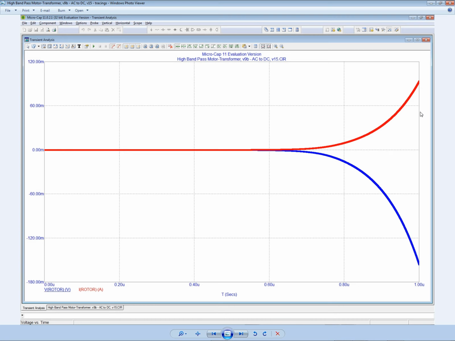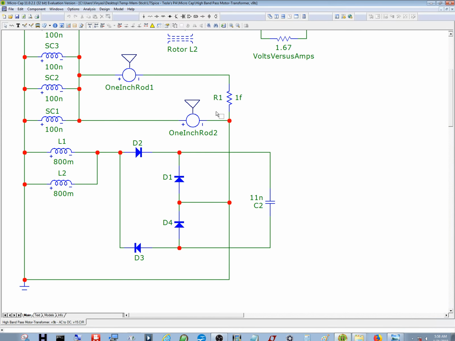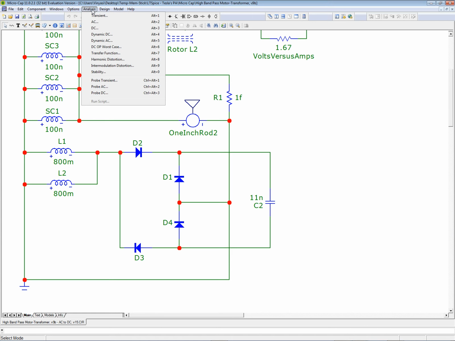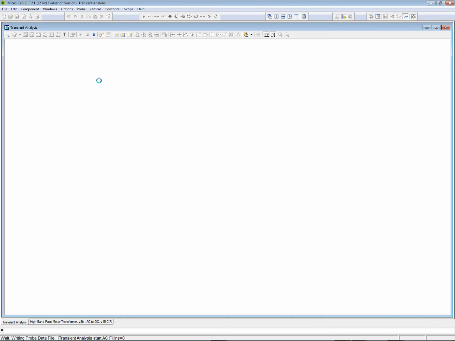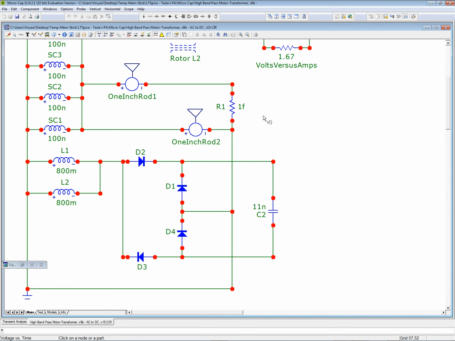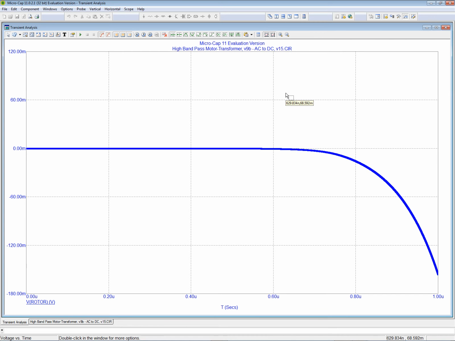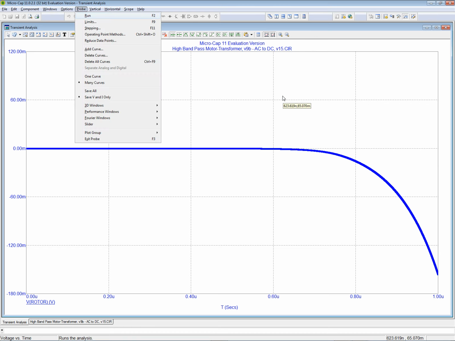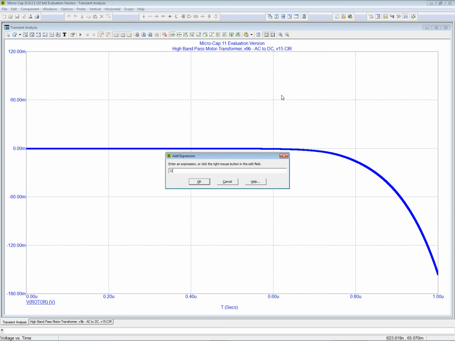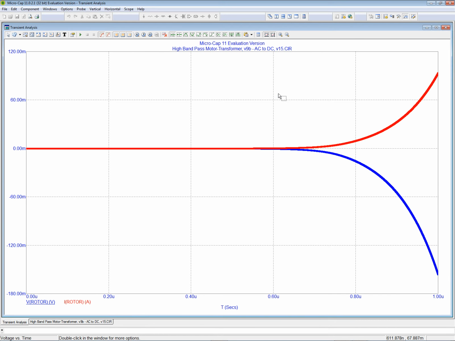What else? Let's see. Okay, so we'll get the voltage. Where are you, voltage? So there's the voltage. And then let's get the current. Now, this is not RMS. This is just the raw data.